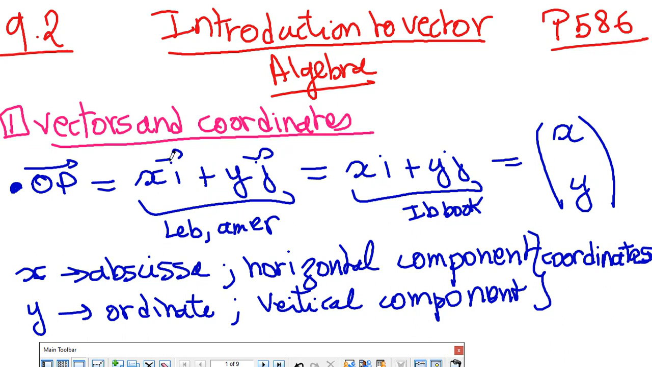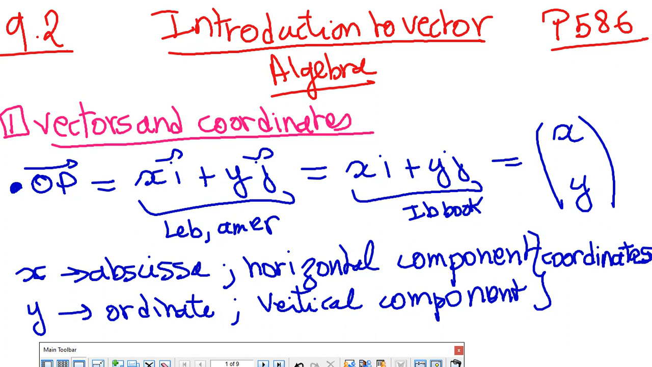So if I have a vector OP, I can write it, as you can see in some Lebanese and American books, this way, xi, and above the i, there is a vector sign. Guys, normally in all the American and Lebanese books, you will see the vector signs. But you will notice that in the IB book, sometimes they represent the vector A like this, without the sign here. You can see this in the IB book. It doesn't mean that it's not a vector.